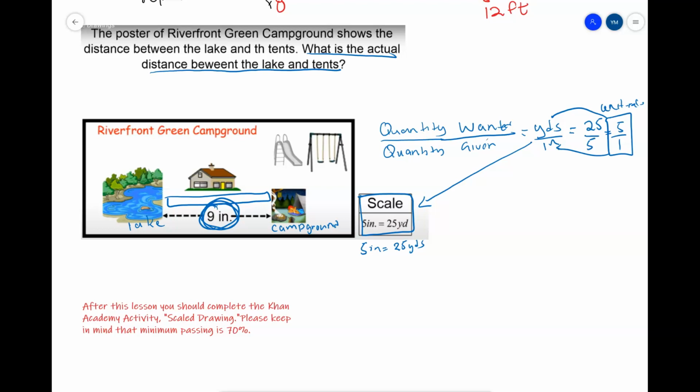So if for every 1 inch I have 5 yards, then for multiplication, we're going to take 9 times 5, and that's going to give us 45 yards. So if it's 9 inches on the map, that means that in actual life, this would be 45 yards away. Okay, that would be 45 yards away.